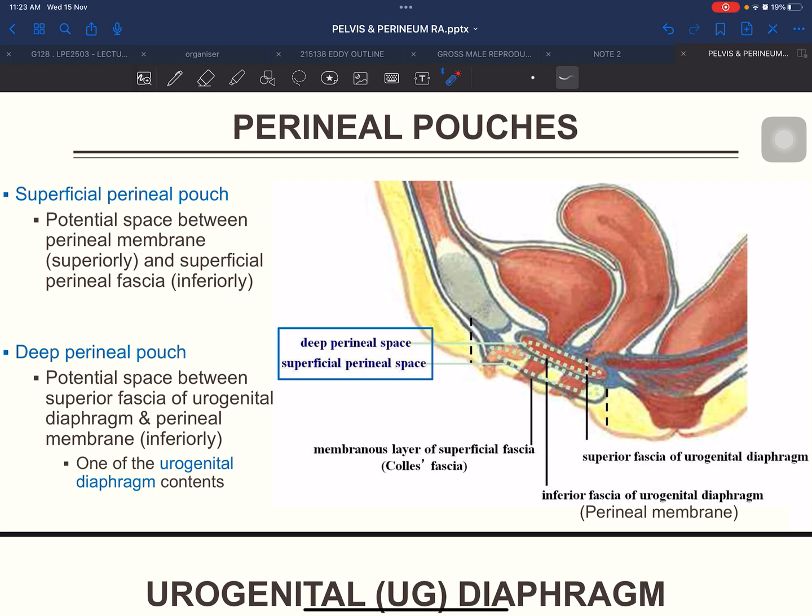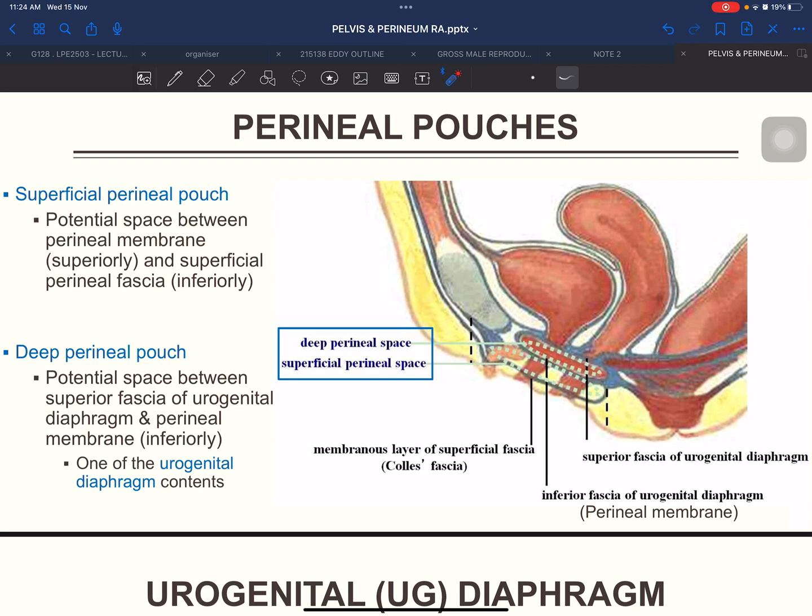It's a potential space between the superior fascia of the urogenital diaphragm and the perineal membrane. The urogenital diaphragm is present here in the urogenital triangle. The urogenital diaphragm has a superior fascia and an inferior fascia. The superior fascia has no other name. The inferior fascia we call the perineal membrane, another name for the inferior fascia of the urogenital diaphragm.